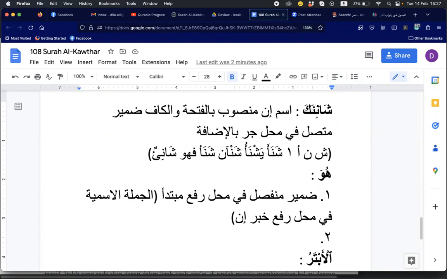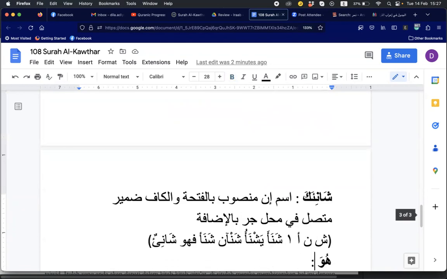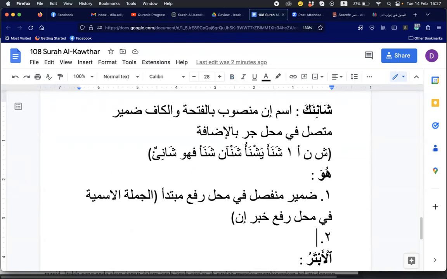But the other way, basically, you have inna, you have ism inna. You need a khabar inna, obviously, right? And this is your khabar inna, and this is what they call dhamir fasl. They said this dhamir is fasl, coming in between these two things. You can say it is for emphasis or just to make it distinct.